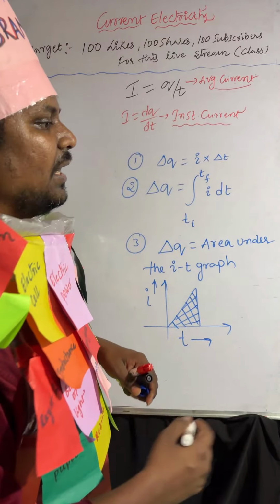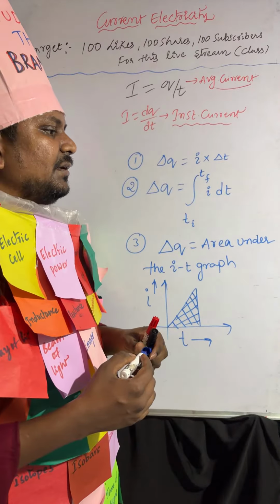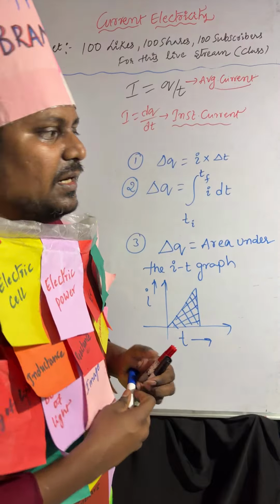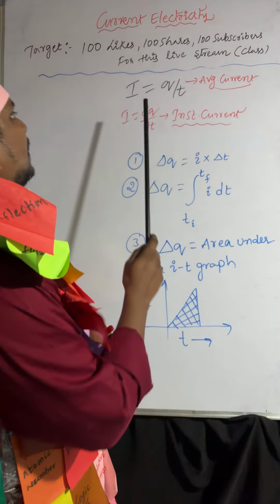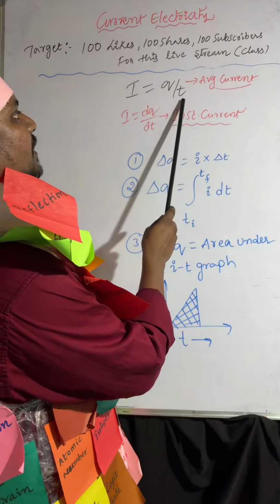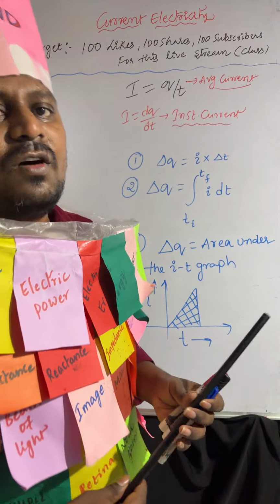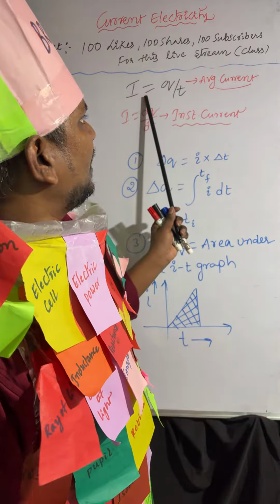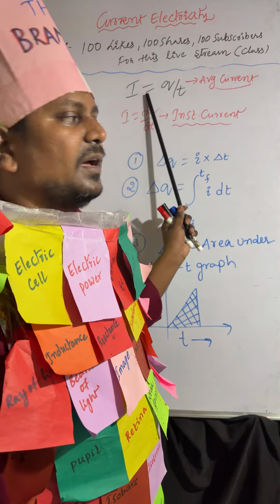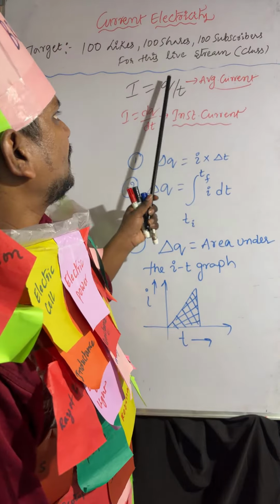Okay, so like this we can take, like this we can consider. Understood or not? Once again, see here: I equal to Q by T. The rate of flow of net charge through a cross-sectional area is called electric current. That is, I equal to Q by T.